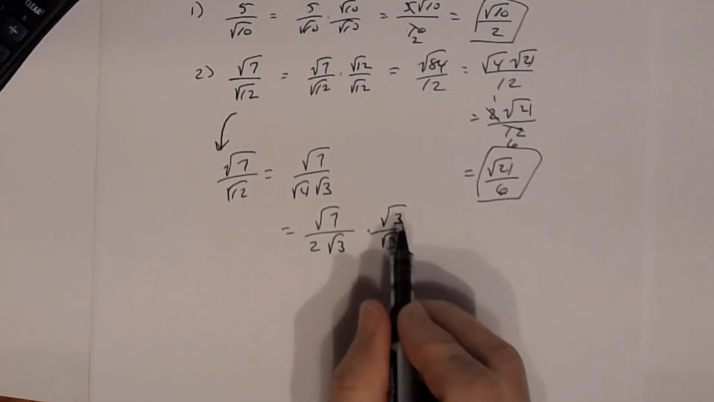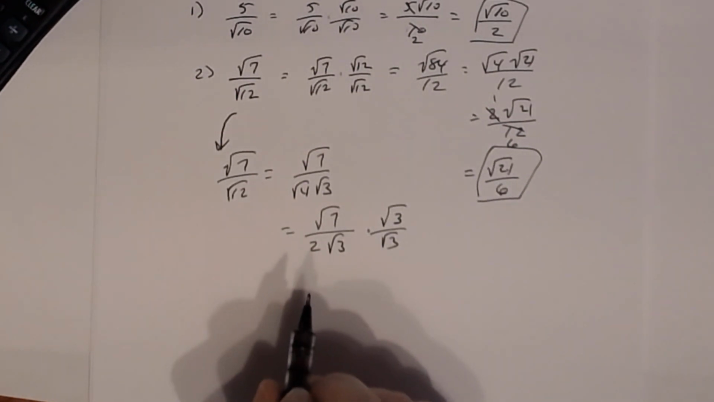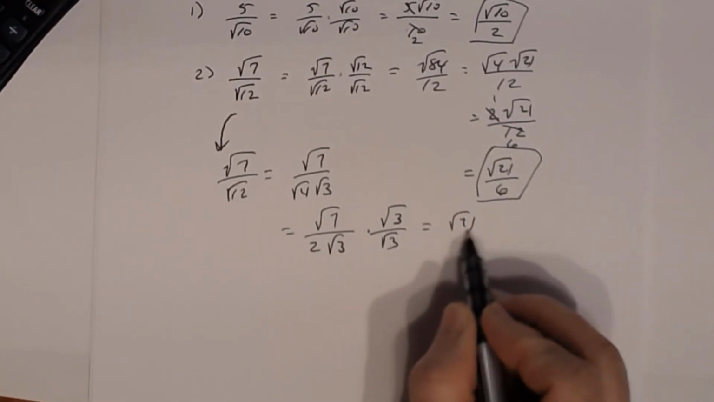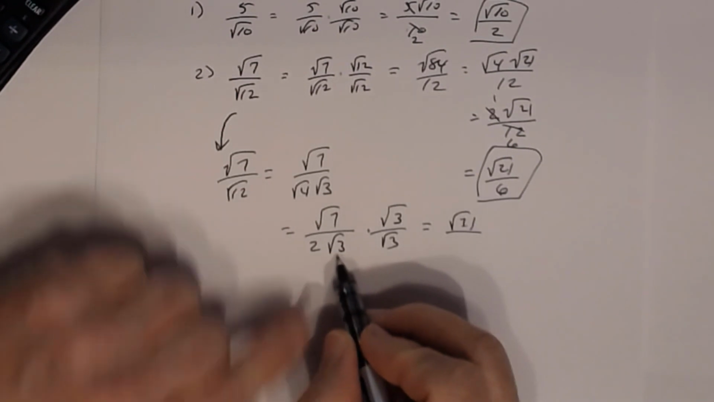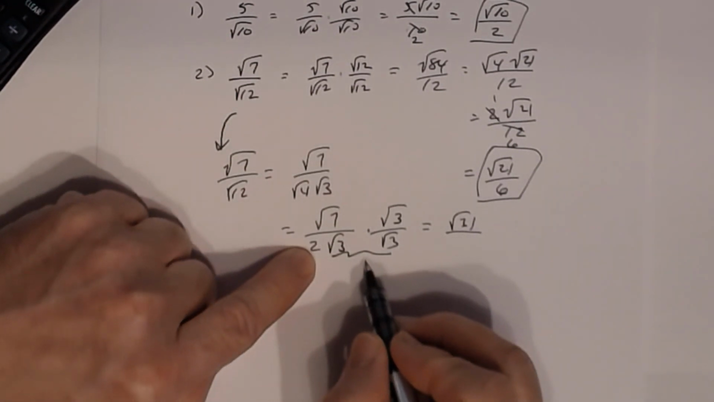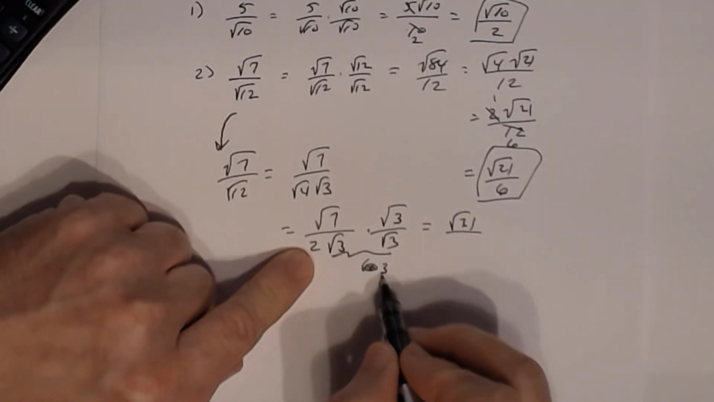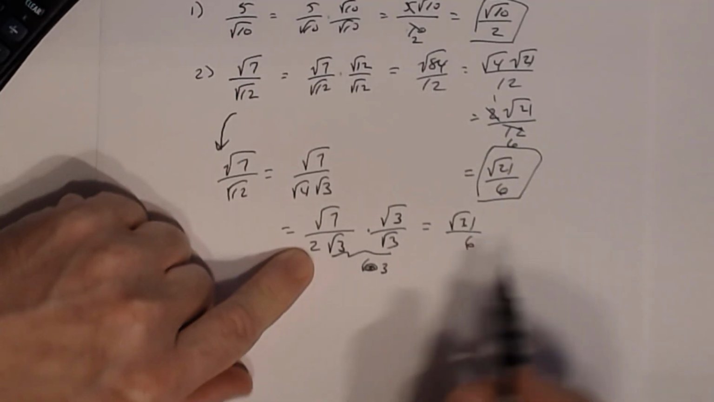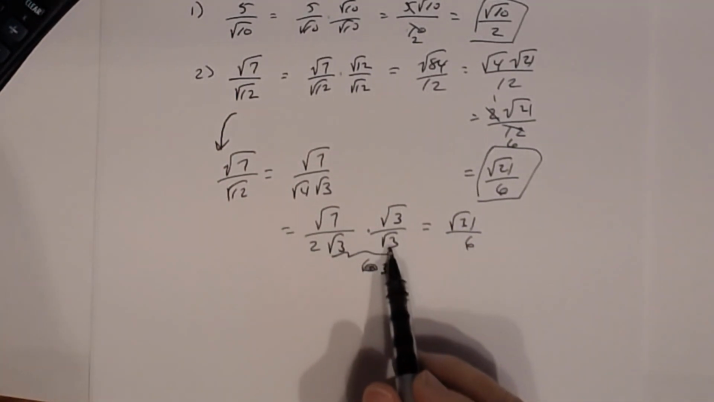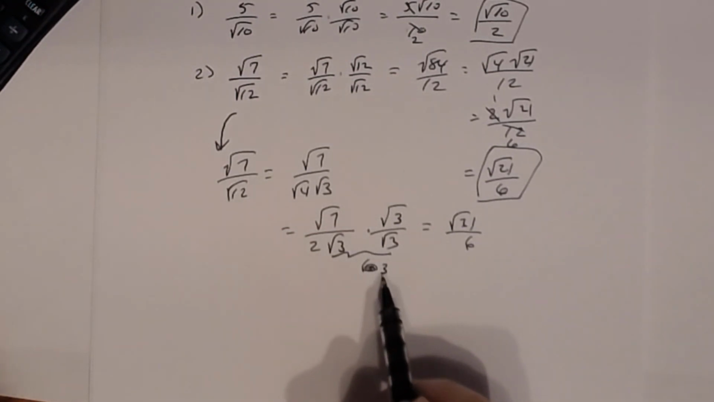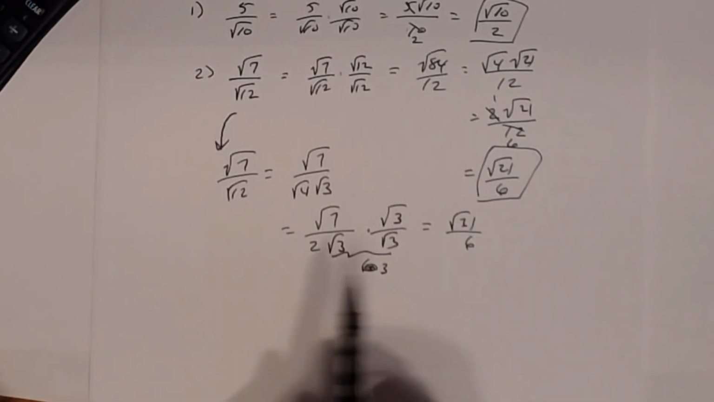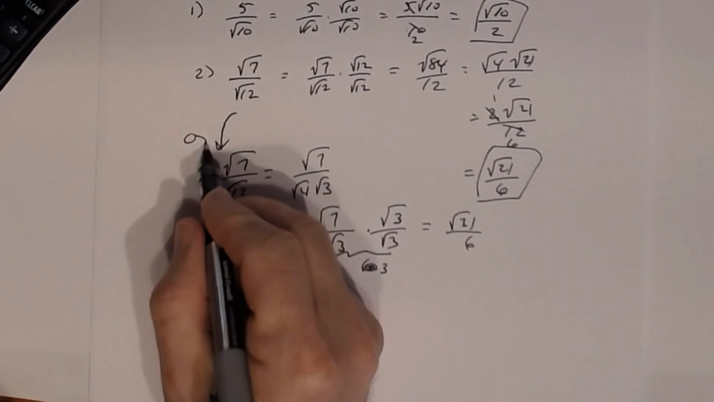And so now notice 7 times 3 is 21, which is what we had here. So you get the square root of 21 divided by, and then the square root of 3 times square root of 3 is 3, excuse me. And then 2 times 3 is 6. All right, so the square root of 3 times square root of 3 is square root of 9, and the square root of 9 is 3, and 3 times 2 is 6. And so you get the same thing. So it doesn't matter what approach you take.